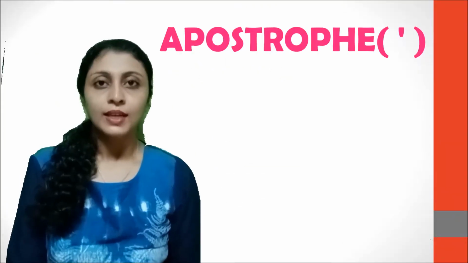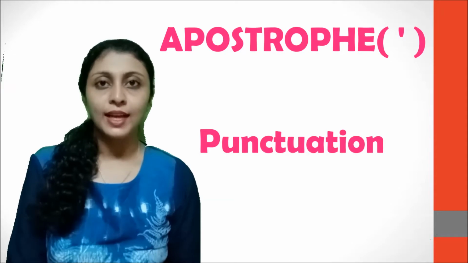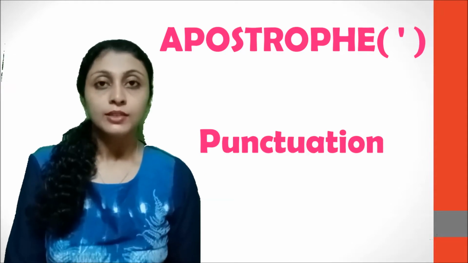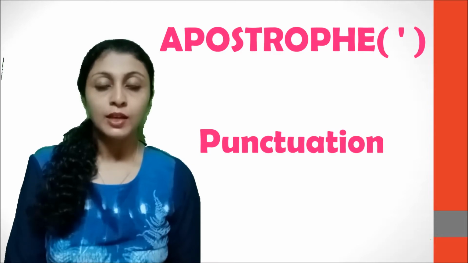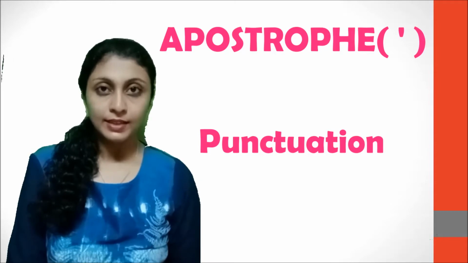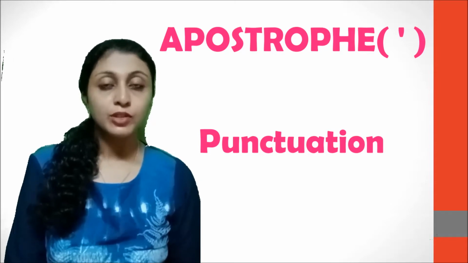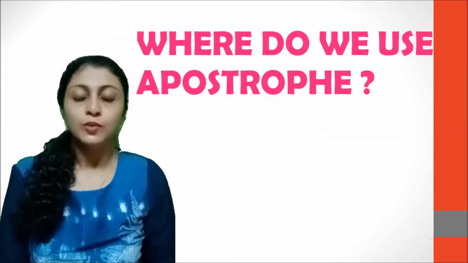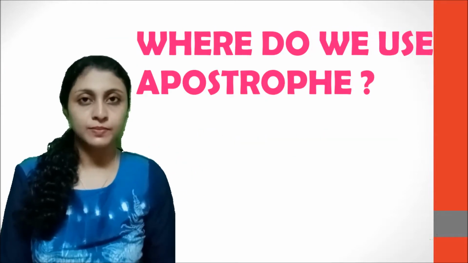An apostrophe is used as a punctuation in English grammar. It may be really small, but the use of the apostrophe is very important, and if used incorrectly, it can make a difference to the meaning of the sentence. There are a few rules which I will be discussing. When do we use apostrophes?